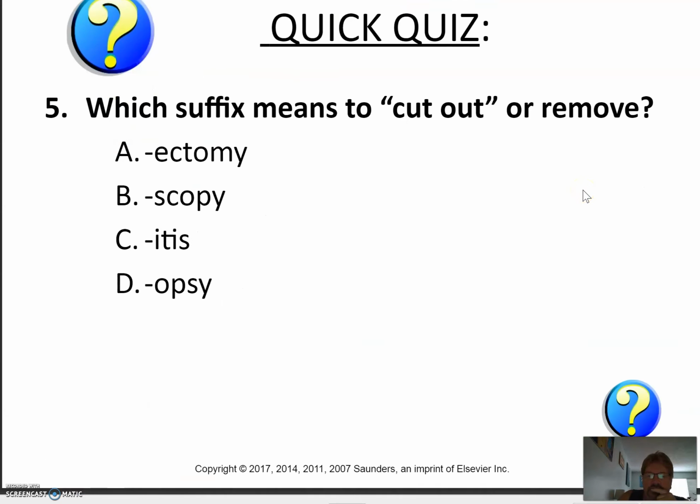I think we're about finished. Which suffix means to cut out or remove? Well, itis means inflammation. Scopy means to check something out with an instrument. Opposite we haven't mentioned. It's ectomy, like a tonsillectomy, a hysterectomy, etc.